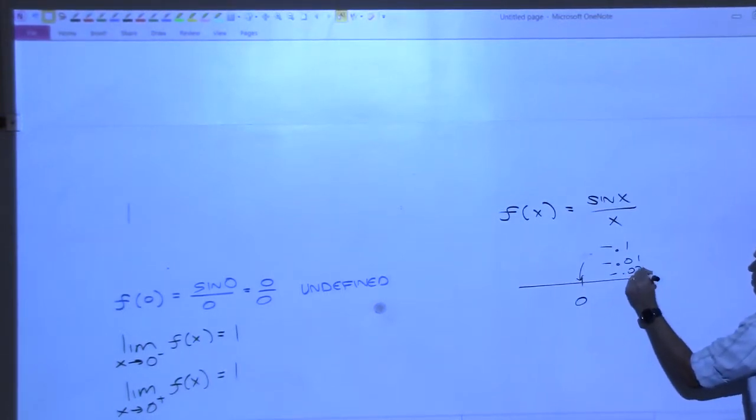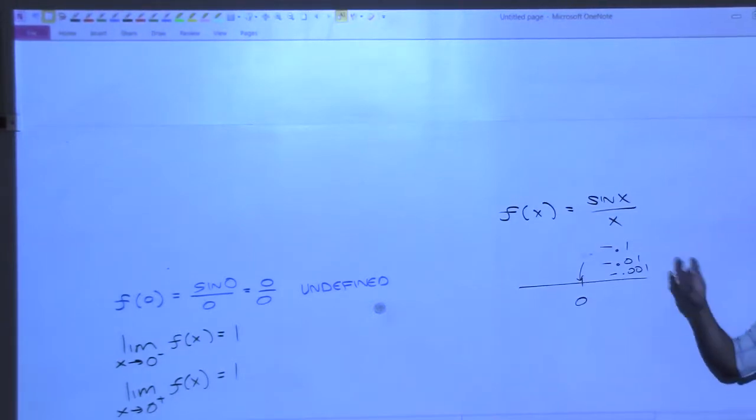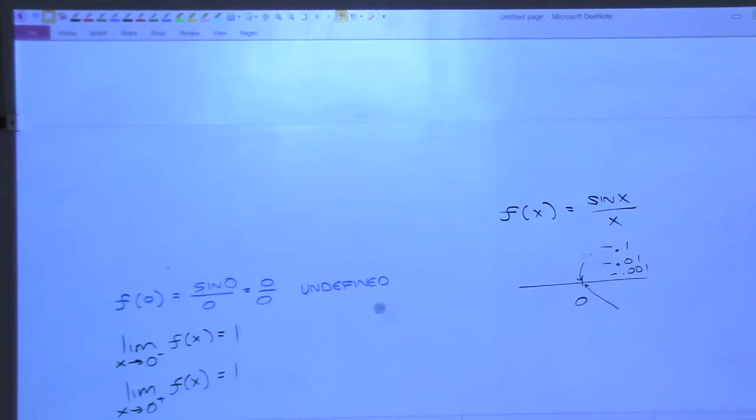Negative 0.001, right? I could start plugging those values in here, get my calculator out, and see what my calculator's spitting out. What are some numbers that would be to the right of 0? Same thing, just positive, right? So like 0.1, 0.01, 0.001, 0.0001, and I could get some idea, right?